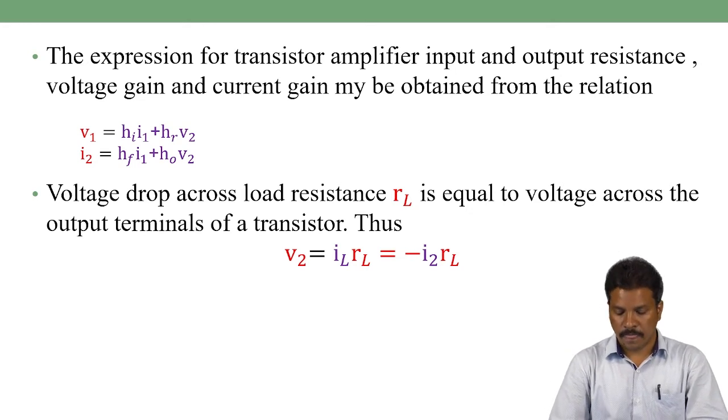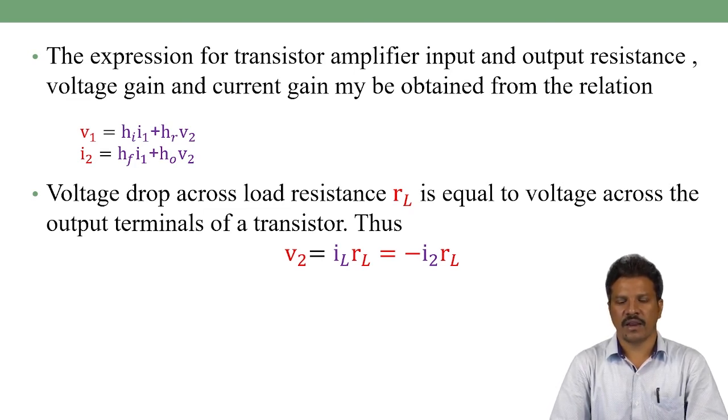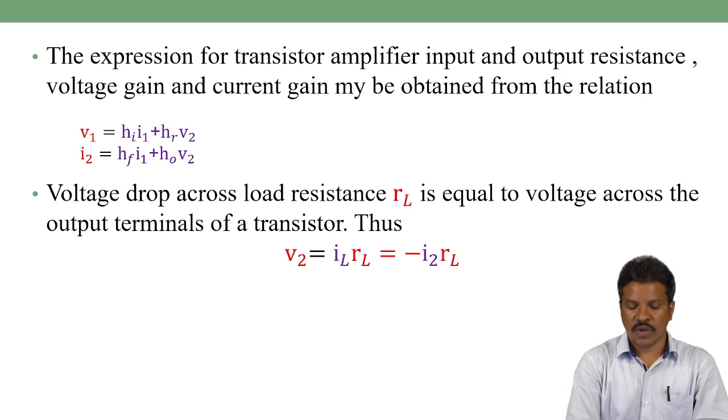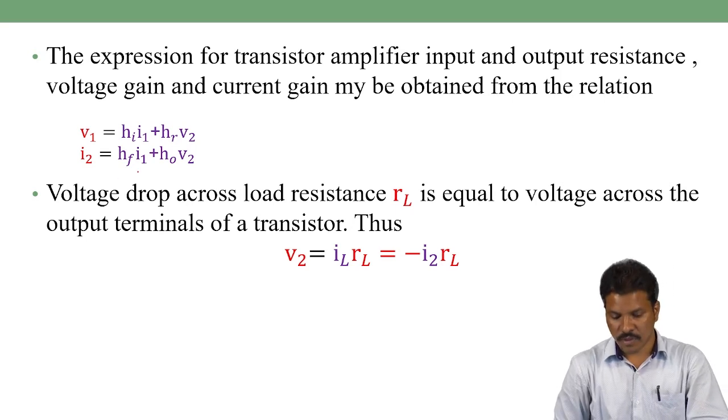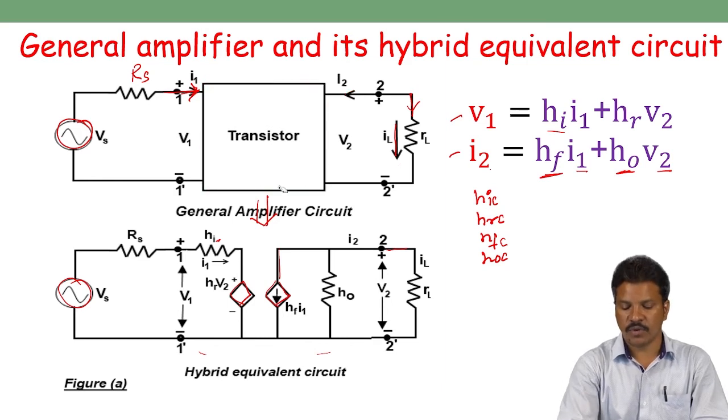So here, how to determine the parameters like input impedance, output impedance, voltage gain and current gain for a transistor amplifier. When we see this diagram, it is connected to the load resistor RL. So when it is connected to the load resistor RL, what is the load current?